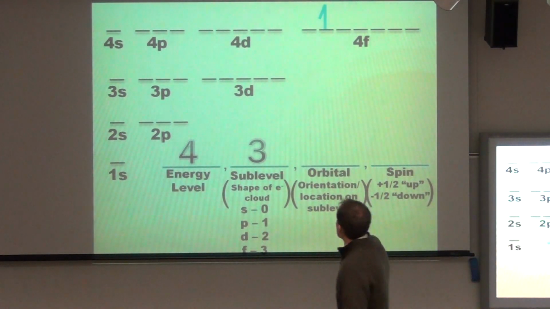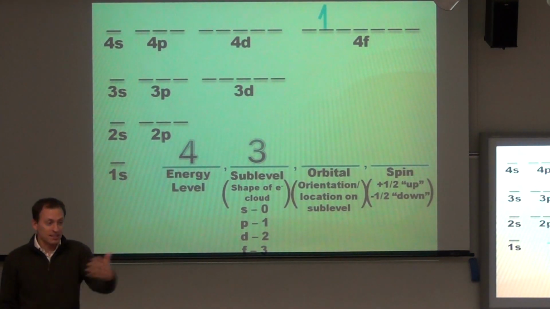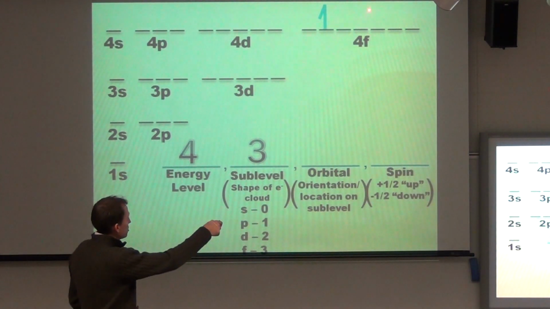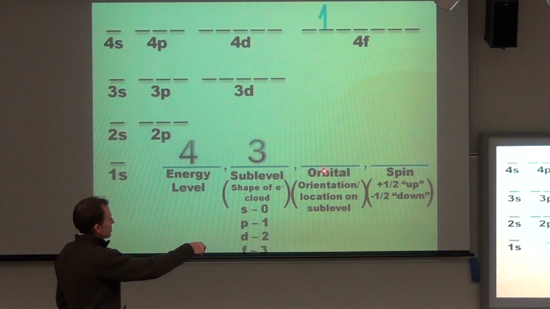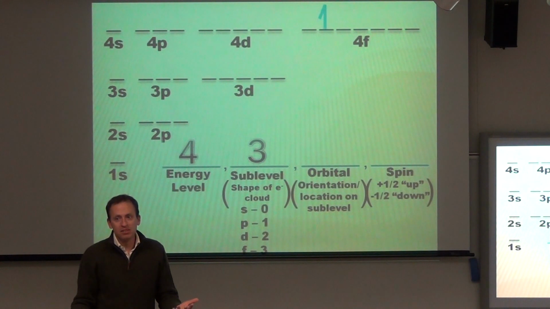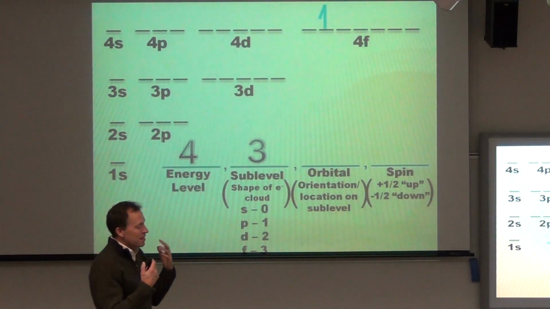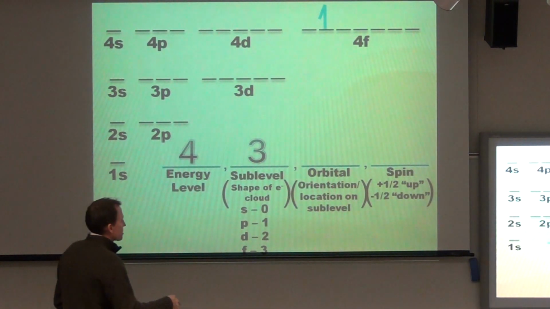All right, now I'm here. The panda went in the building. Now you have to tell him he was on the top floor. You have to tell him which orbital. That's what this means, orbital. Well, you can't say like second from the middle, you have to use a number. So what I like, they have really, makes a lot of sense. It says orientation or location on the sublevel.